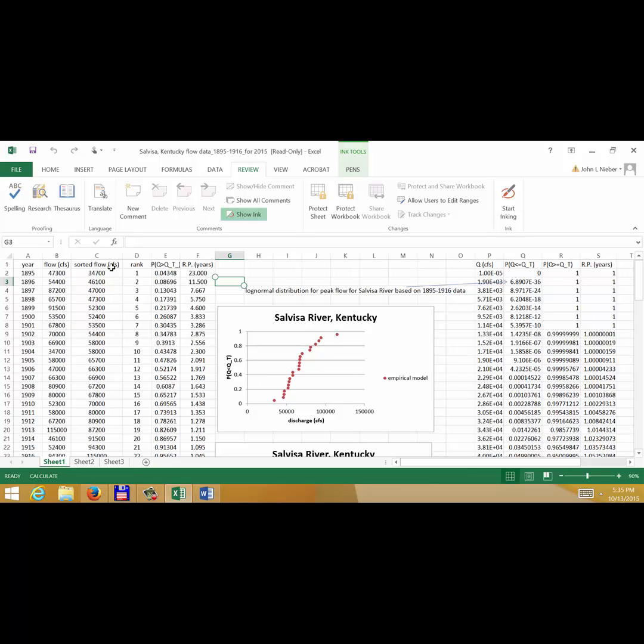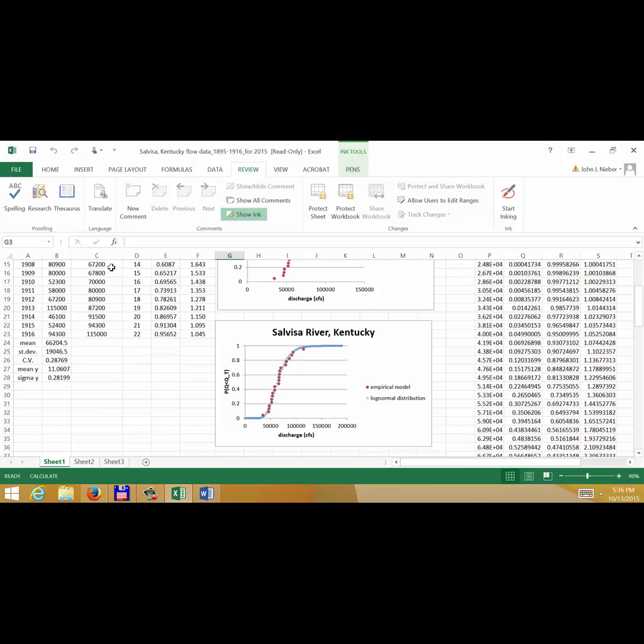For the second rank number, 46,100, we divide 2 by 23. That has a probability of exceedance, Q greater than or equal to QT, of 0.086. If we look at the largest one, 115,000, we're saying that the probability of Q being greater than 115,000 is about 95%, or 95.6%.